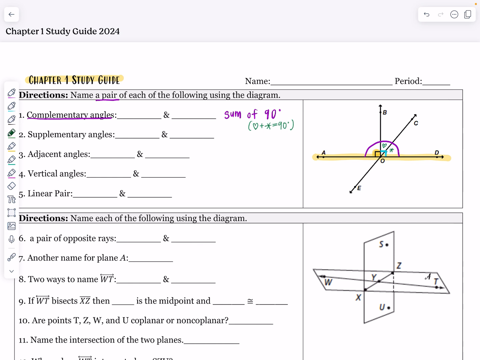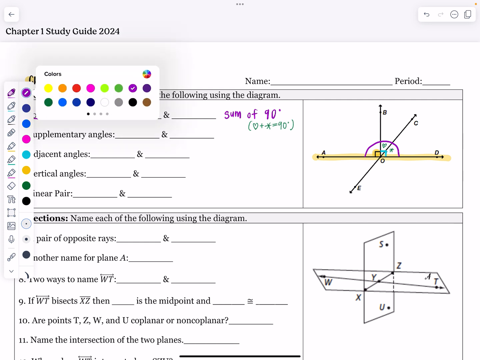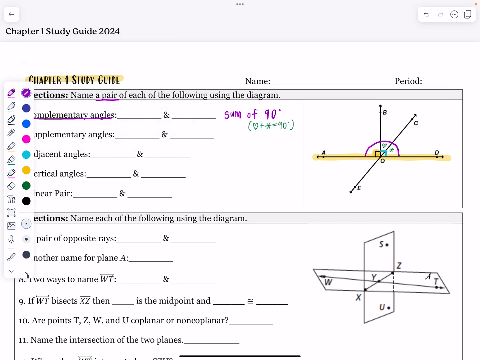Okay, so when I name that first one, let's go ahead and do purple. That first one, that heart, remember we need to put the O in the middle as the vertex. And so I'm going to trace it. BOC or COB would also be the same thing. So angle BOC is that heart angle. The star is going to be angle COD. Again, where O is the vertex, you could also call that DOC and COB, but those are going to be complementary.